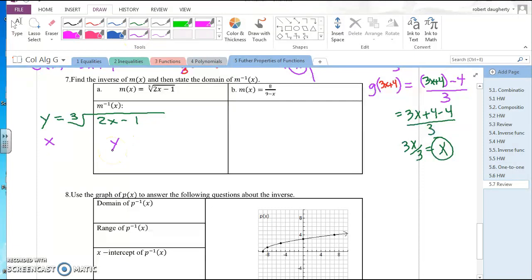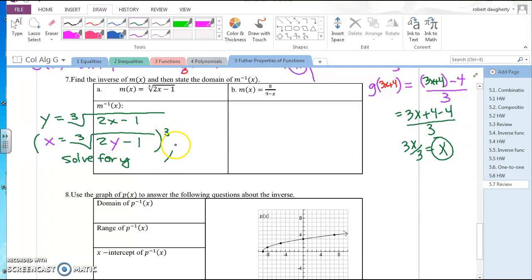So if I switch the role of x and y, all I did was switch the role of x and y, and now what I want to do is solve for y. In order to solve this for y, I've got cube roots. So what I'm going to need to do is cube both sides of that equation.